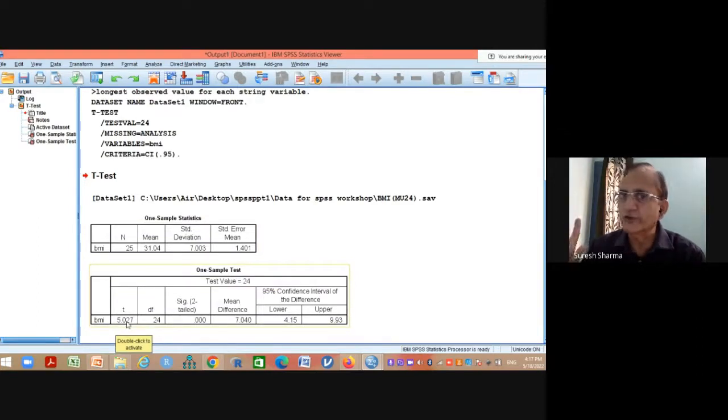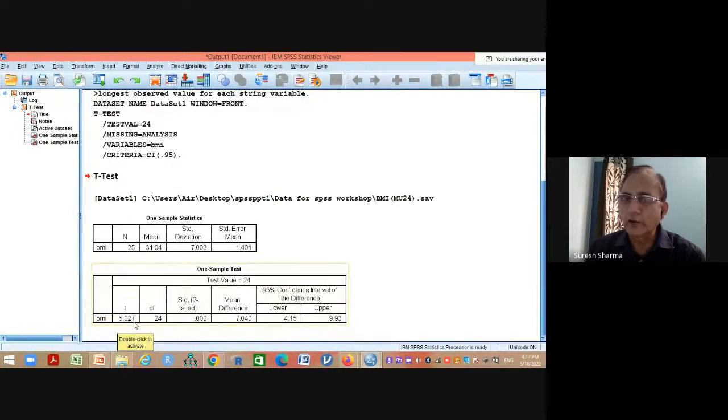So software has given you the answer 5.025. And how many observations were there? 25. So degrees of freedom will be one less, so it will be 24. And this is your p value. Wherever in SPSS it is written significance, that means it is a p value.